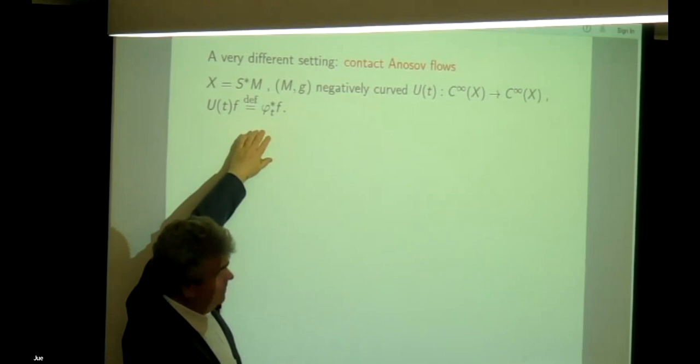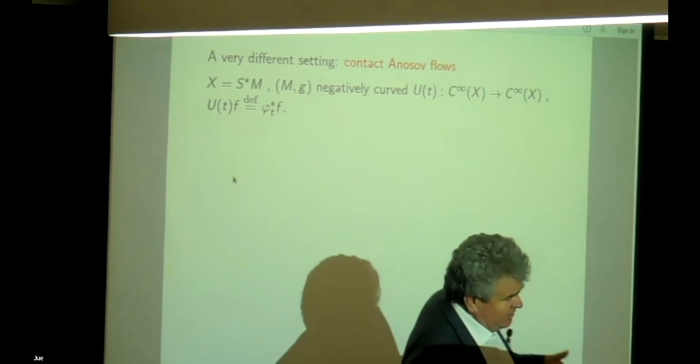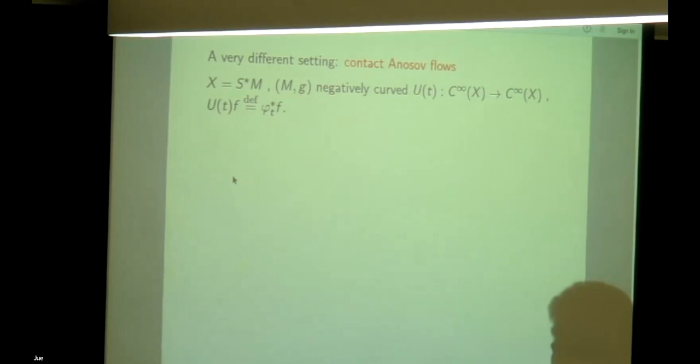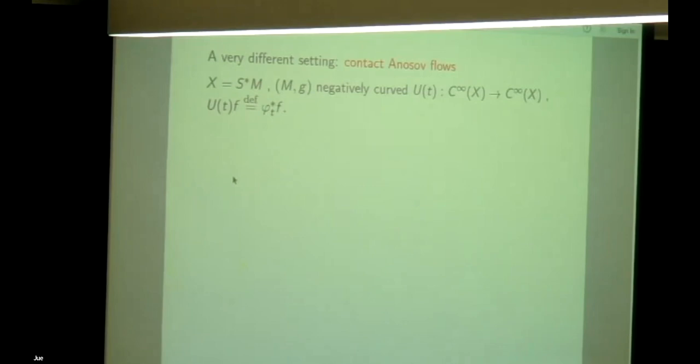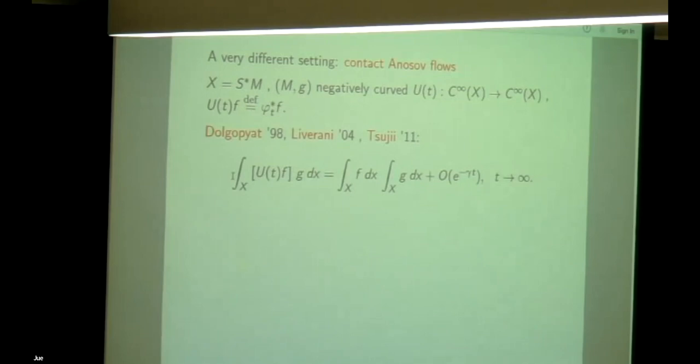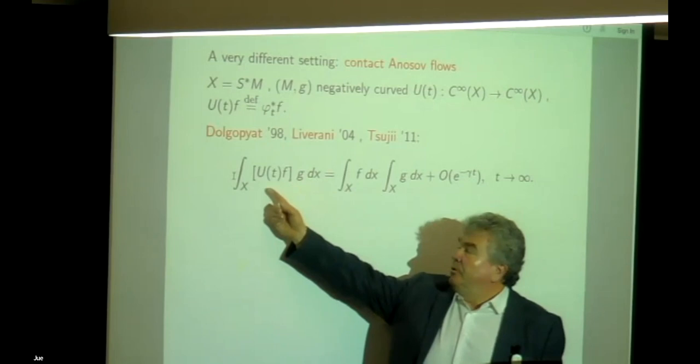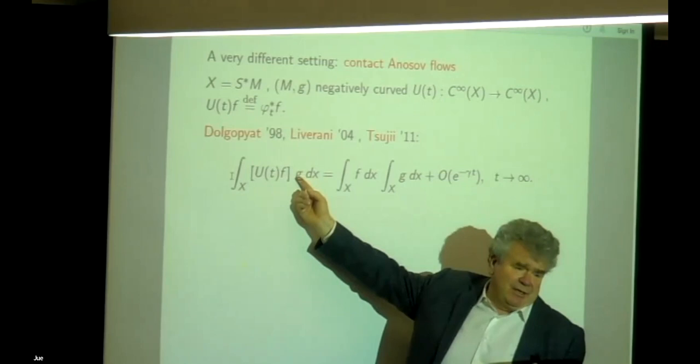Just like the Laplacian, the wave equation is obtained by taking exponential e to the i t times the square root of the Laplacian. Here, this is actually an operator which has the same property, generated by... If I take the self-adjoint operator, then it's exactly e to the i t X. And one of the questions, which is like the question of exponential decay of waves that I mentioned before, is the question of decay of correlations. Namely, you take your function, you pull it back by the flow, and you test it again.